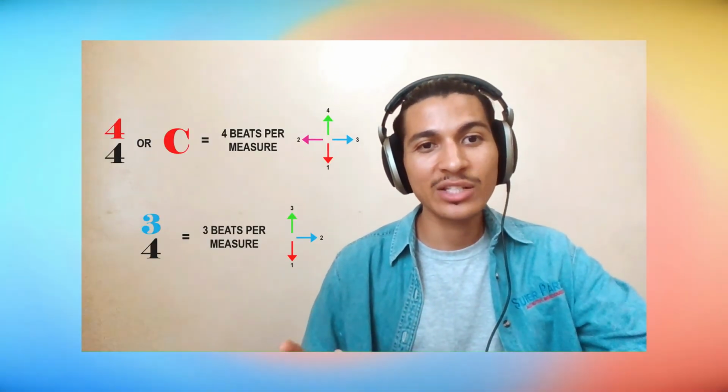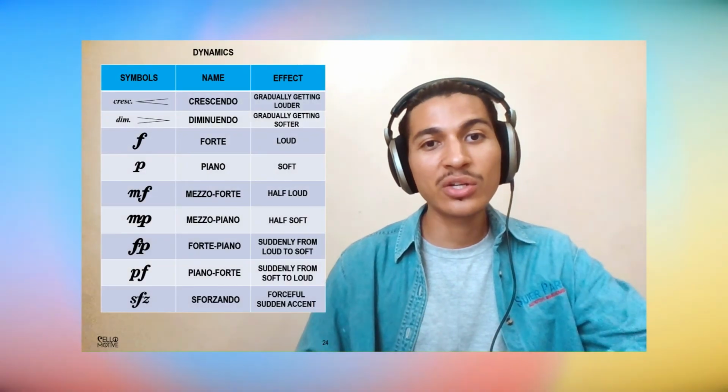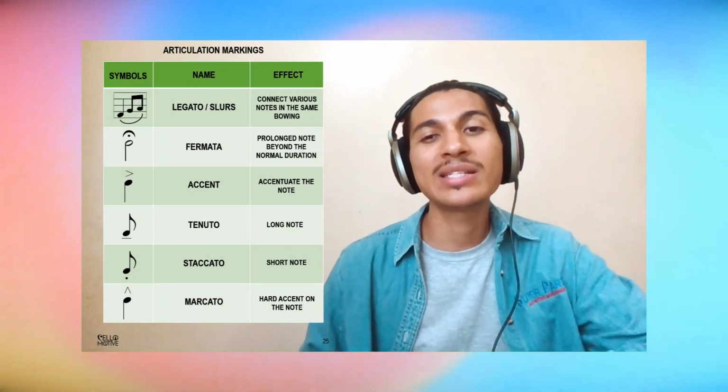For the next lesson, we are going to learn about time and key signatures, dynamics, articulation, and other markings that we usually see in the staff.